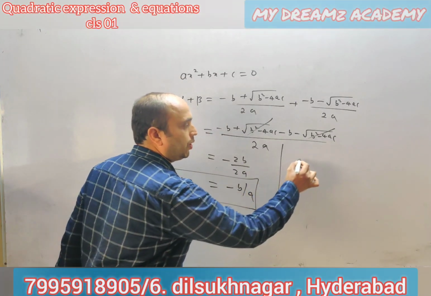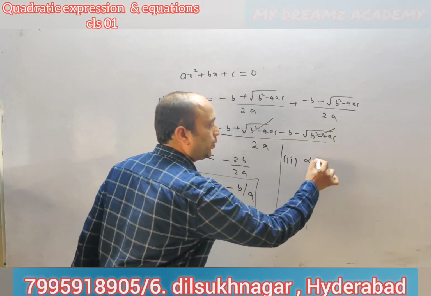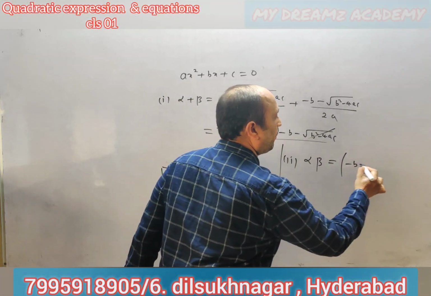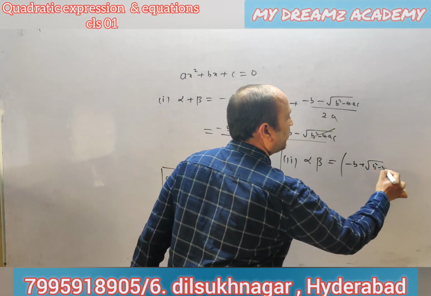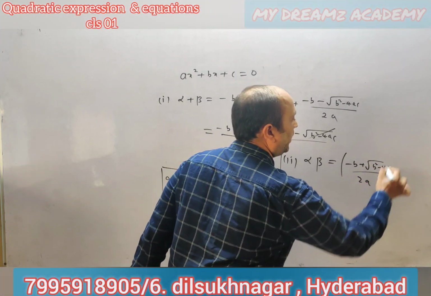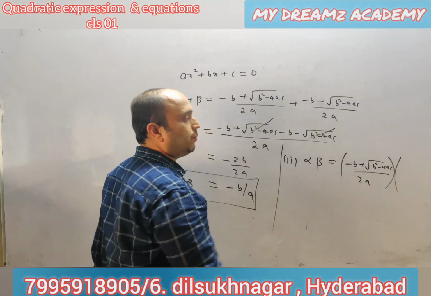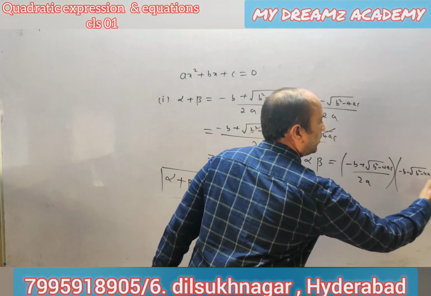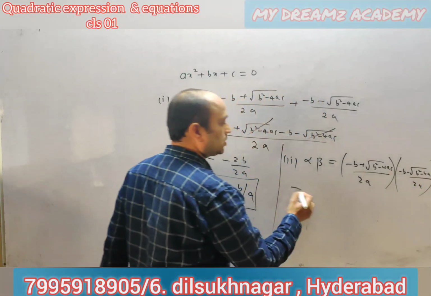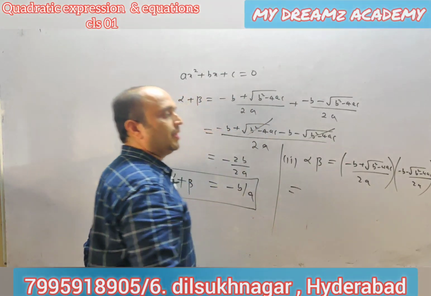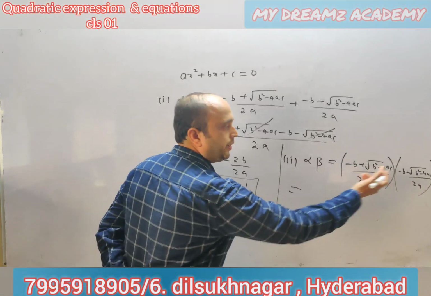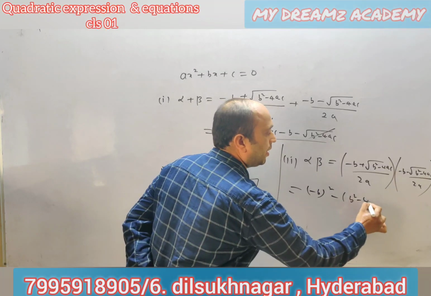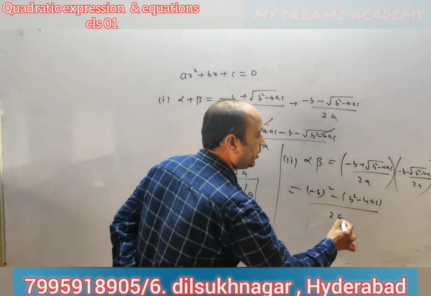Now we want to find the product of the roots. Alpha beta is equal to (minus b plus under root of b square minus 4ac by 2a) into (minus b minus under root of b square minus 4ac by 2a). This is in the form of (a plus b) into (a minus b), that is a square minus b square.